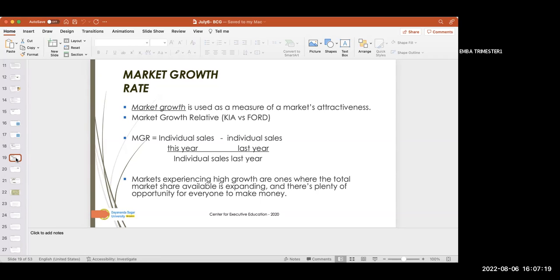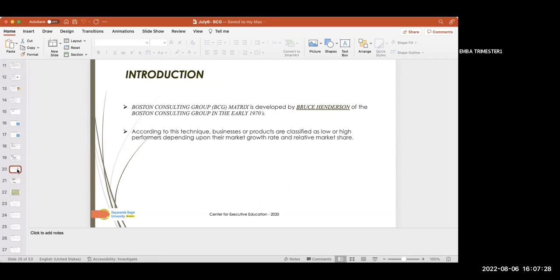And now Kia and Ford have two different stories to tell. Each of us has a different story to tell depending on how our market is being projected. So if you understood that, what is the time?